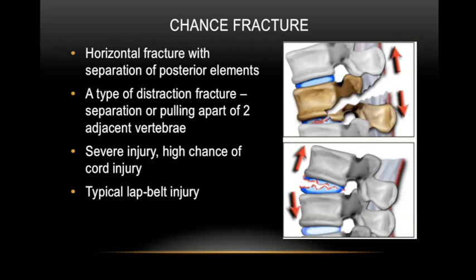So that's typical. Imagine if you have a fracture with only a lap belt injury, you will go forward and backward. So you're being thrown forward, the upper part breaks, and thrown backward. So this part breaks too. Okay, so you have a horizontal fracture with separation of the posterior elements.